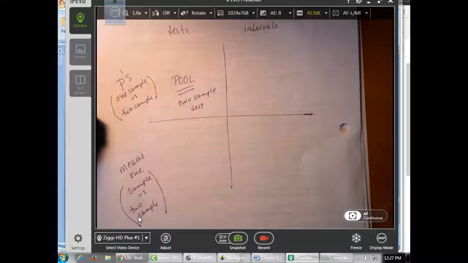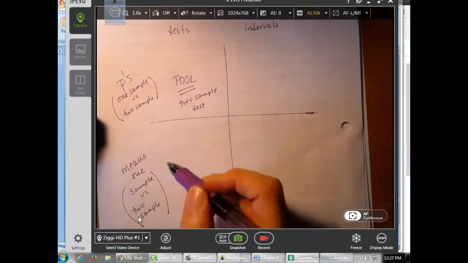Now, how would you pool? You cannot. You would have to average the X bars, and it doesn't make sense. I'll explain why in just a second. Okay, so I will add this in here.